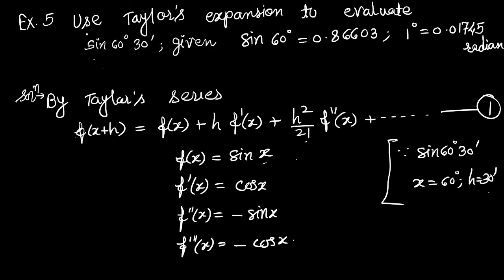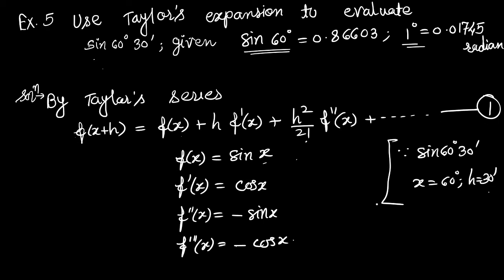Now, this is another application: we can find the values of sine, cos, tan by using Taylor's expansion. Now here, use Taylor expansion to evaluate sine 60 degree 30 minutes, given sine 60 degree value and 1 degree in terms of radians. By using Taylor series, f of x plus h equals f of x plus h f dash of x plus h square by 2 factorial f double dash of x and so on.